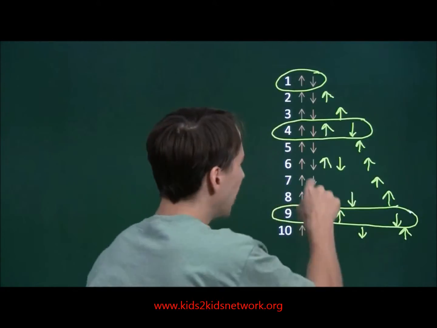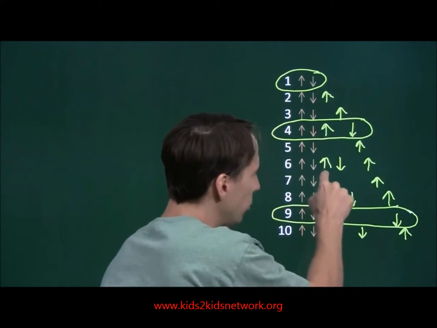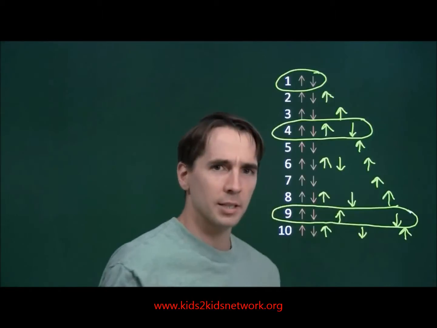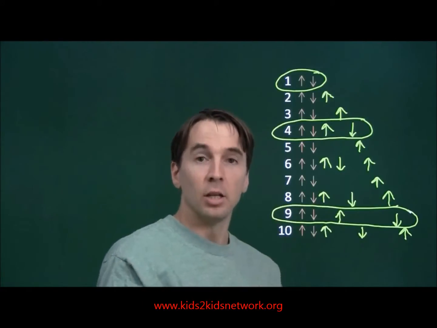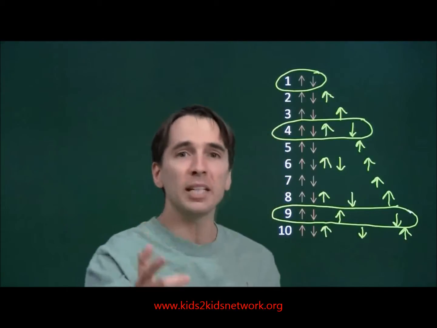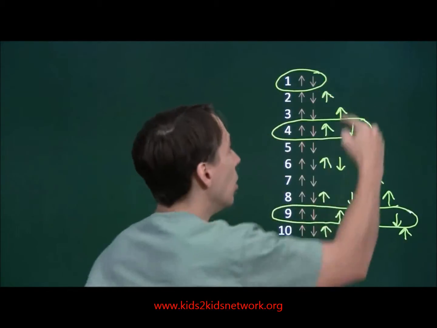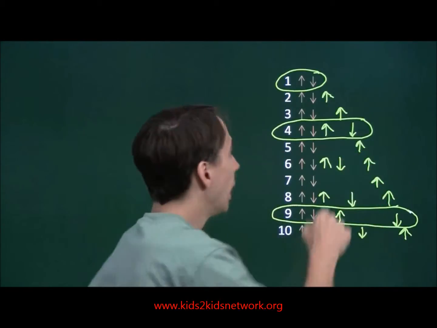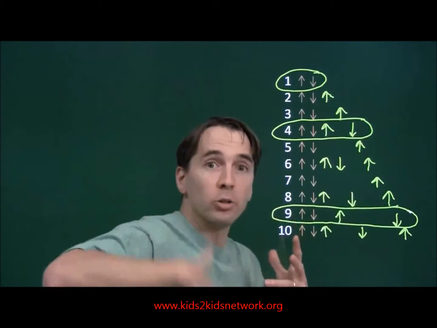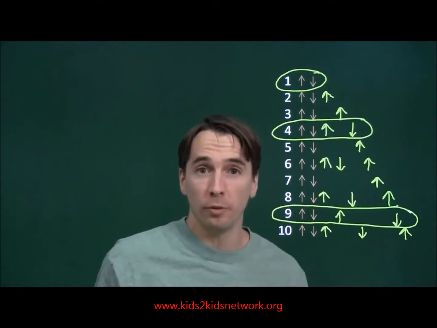Let's look at 6. That one also switched on the 1s, it switched on the 2s, it switched on the 3s, and it switched on the 6s. It switched at 1, 2, 3, and 6. Those are the divisors of 6. That makes sense. When we're going through and counting by 3s, we're just going to hit the multiples of 3. And that's when we're going to switch arrows.